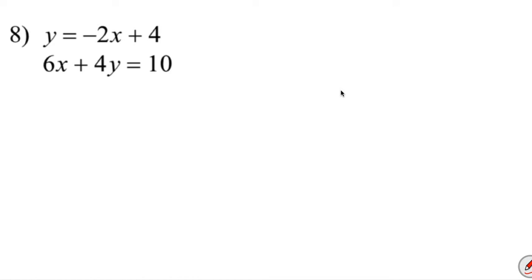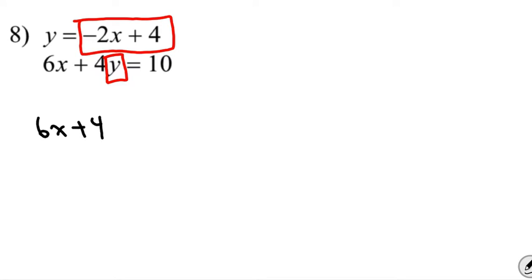Let's jump down to number 8 now. Same exact type of problem. I know that y is equal to negative 2x plus 4. So what do I do with that information? Well, I go to my second equation, and I know I need to replace this y with that information. So let's go ahead and do that. 6x plus 4 times, I don't want to write the y variable. I want to replace that with what y is equal to, which is negative 2x plus 4.